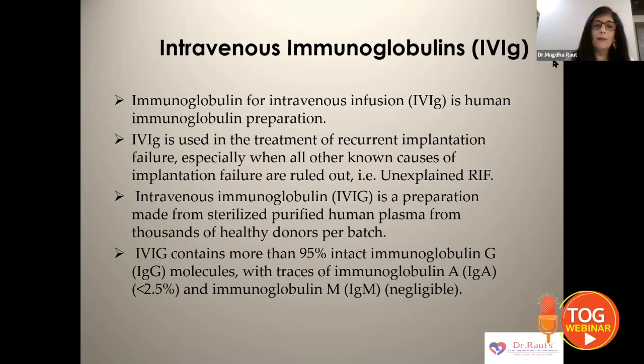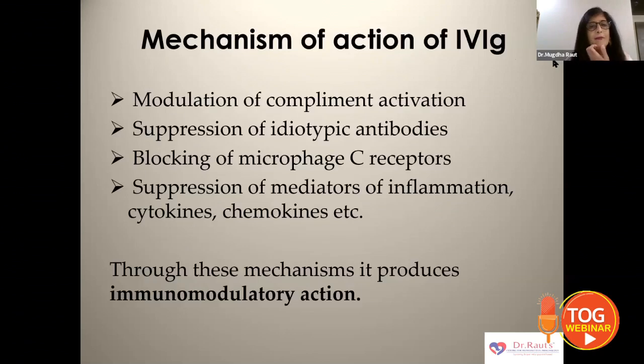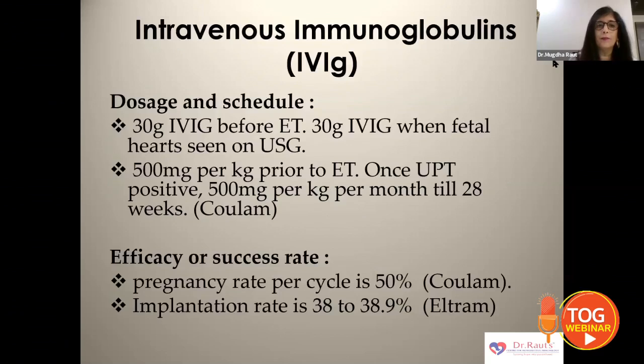Intravenous immunoglobulin is a preparation from sterilized, purified human plasma from thousands of healthy donors per batch. IVIG contains more than 95% intact immunoglobulin G with traces of immunoglobulin A and immunoglobulin M. It acts by modulation of complement activation, suppresses the idiotypic antibodies, blocks the macrophage Fc receptors, and suppresses the mediators of inflammation, cytokines, and chemokines. Through these mechanisms, it produces the immunomodulatory action.